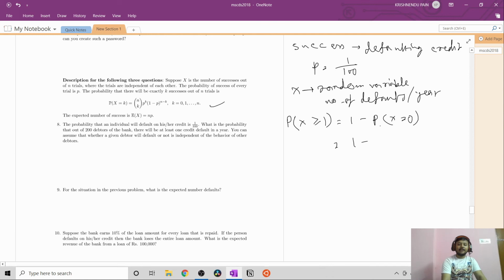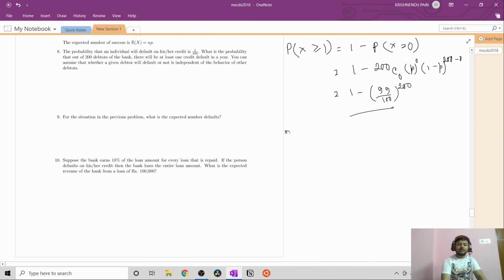Now the probability of X equal to 0, the formula is given here for probability of X equal to K. So similarly we can write 200C0 P to the power 0 (1 minus P) whole to the power 200 minus 0. So this is 1 minus 200C0, which is 1, P to the power 0 is 1, and 1 minus P is 99 by 100, and 200 minus 0 is 200. So the probability that out of 200 debtors of the bank, there will be at least one credit default in a year is this one. This is the answer.